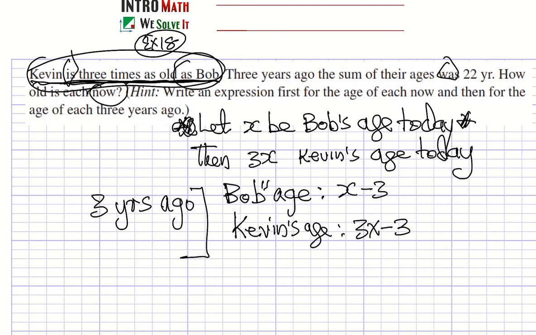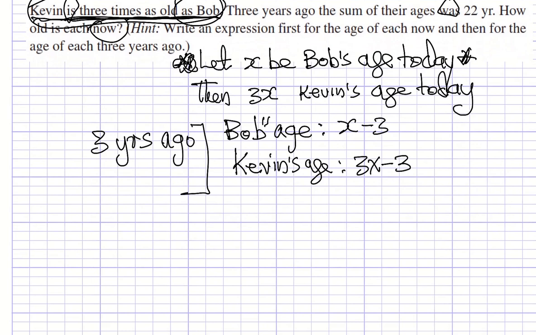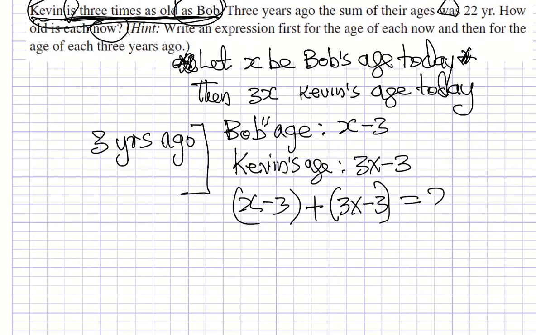You see that, right? It's just a chain of conditions, that's all. So 3 years ago the sum of their ages, you sum their ages 3 years ago: x minus 3 plus 3x minus 3 is equal to 22. That's the sum of their ages, right? If you create that, then that would allow you to find, because x is the current age, what is going on today, how old they are today.